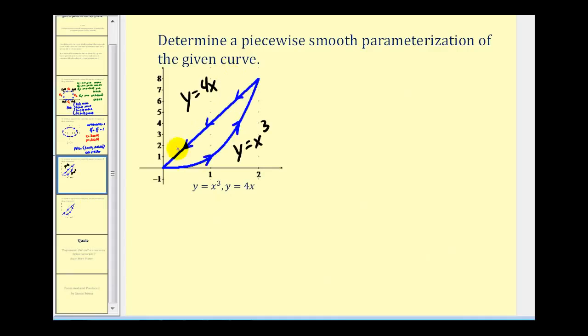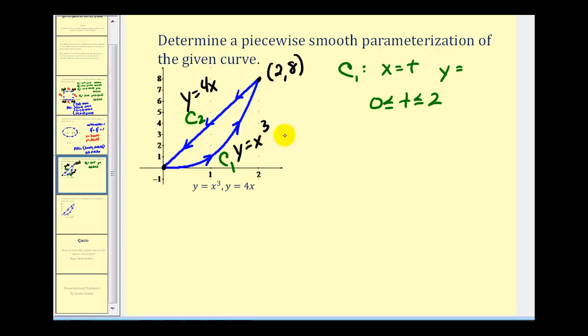So for our last example, we have a path that starts here at the origin, follows the cubic function out to this point of intersection, and then down back to the origin along the line y equals 4x. This point of intersection here is the point (2, 8). So this would be curve 1 and this would be curve 2. For curve 1, we can let x equal t. So t would have to be on the interval from 0 to 2. And then if x is equal to t, y would be equal to t cubed.